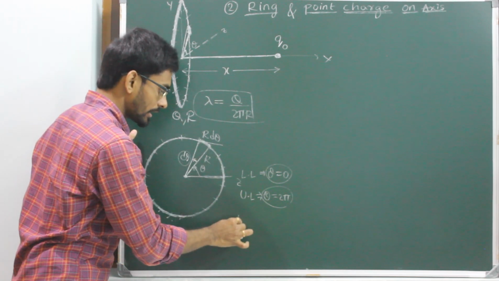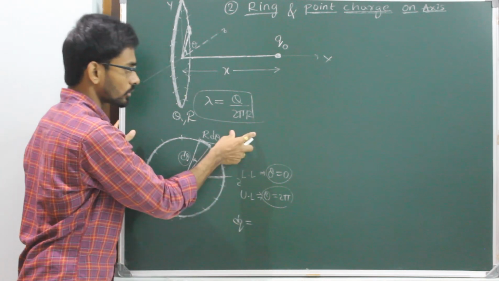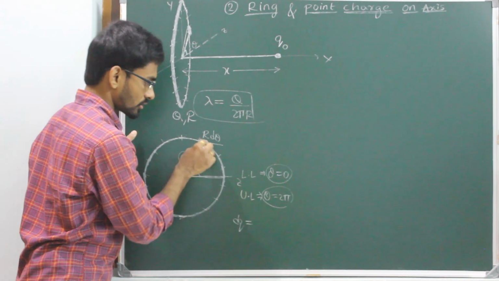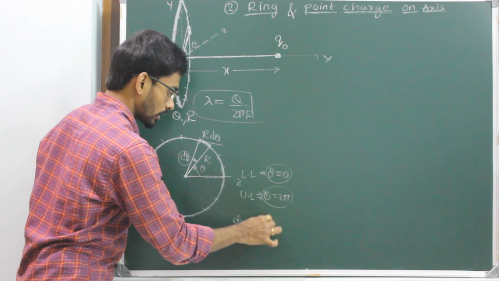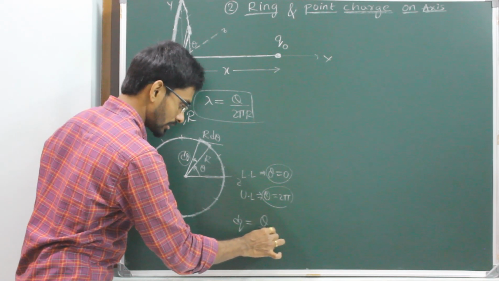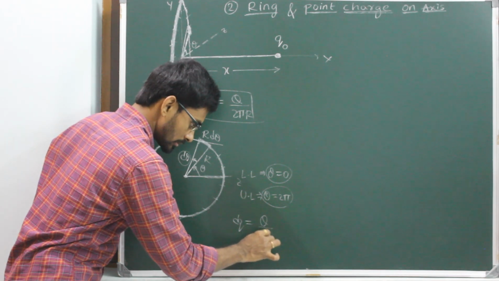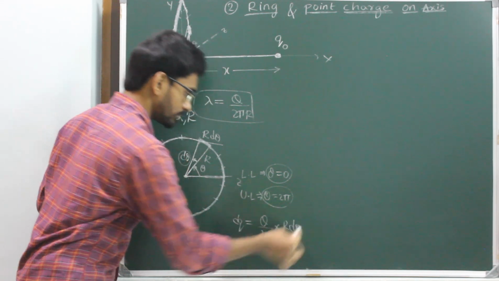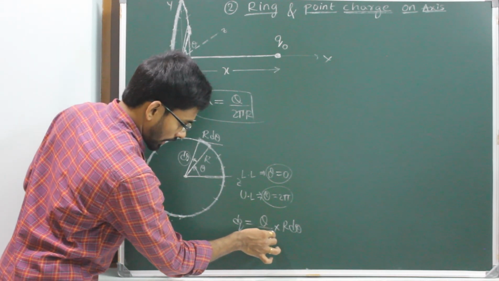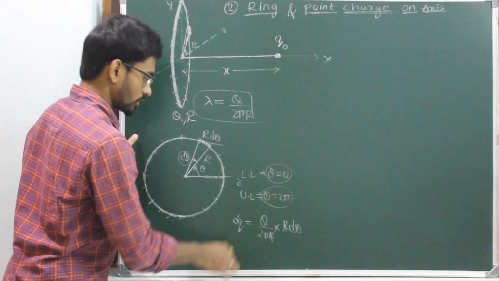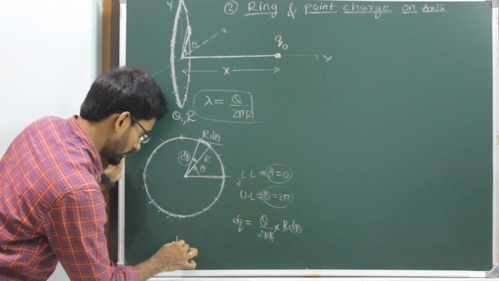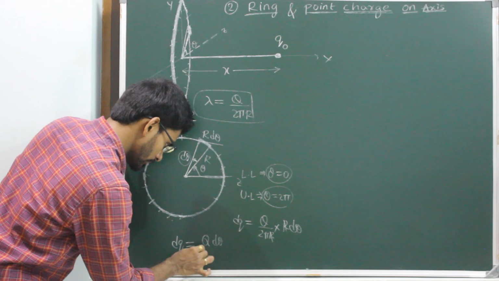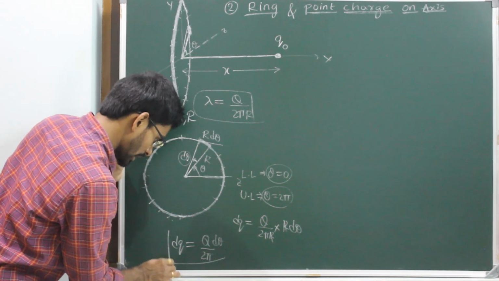So now my dq will be charge per unit length, lambda, into length of this element. The length of this element is r d theta. So I'll get charge on this element as dq equals q by 2 pi r, that is the charge per unit length, into the length of this element, r d theta. So r gets cancelled, and from this you will get dq as q into d theta by 2 pi. So this is the charge on the element.